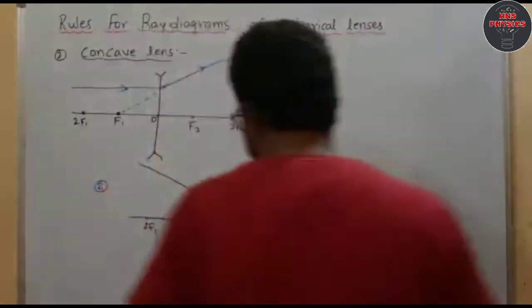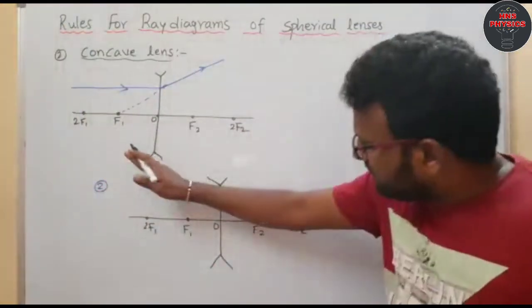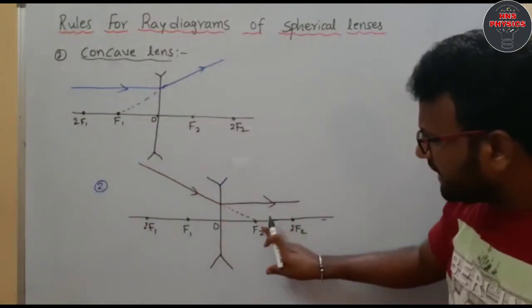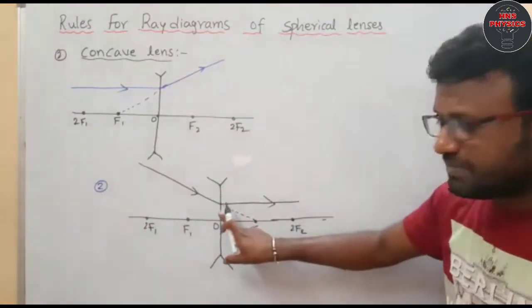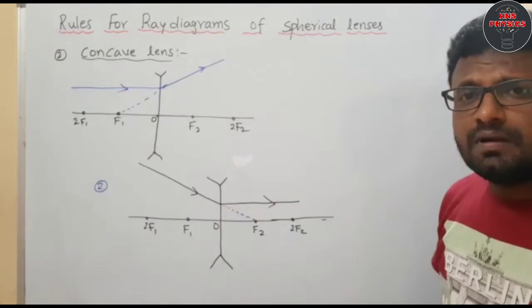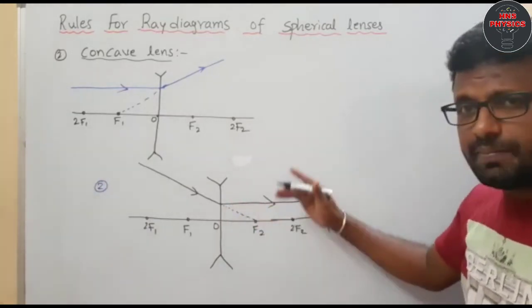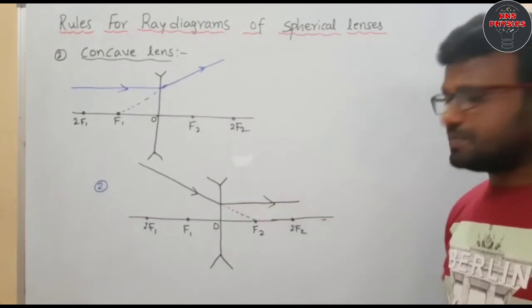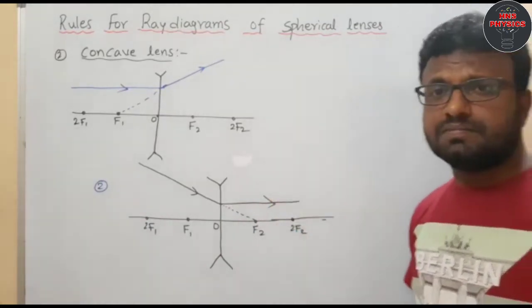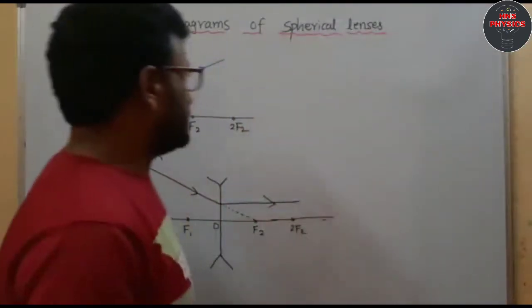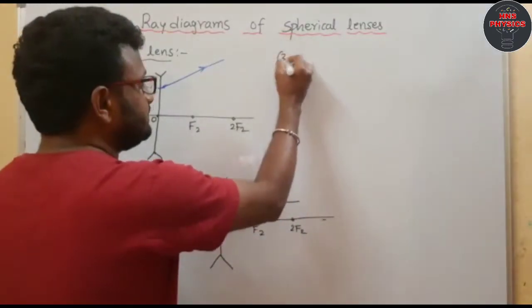Once again listen, here the ray is coming in the direction of the second principal focus of the lens. After the refraction, the refracted ray passes parallel to the principal axis. So this is the second rule. Next come to the third rule.